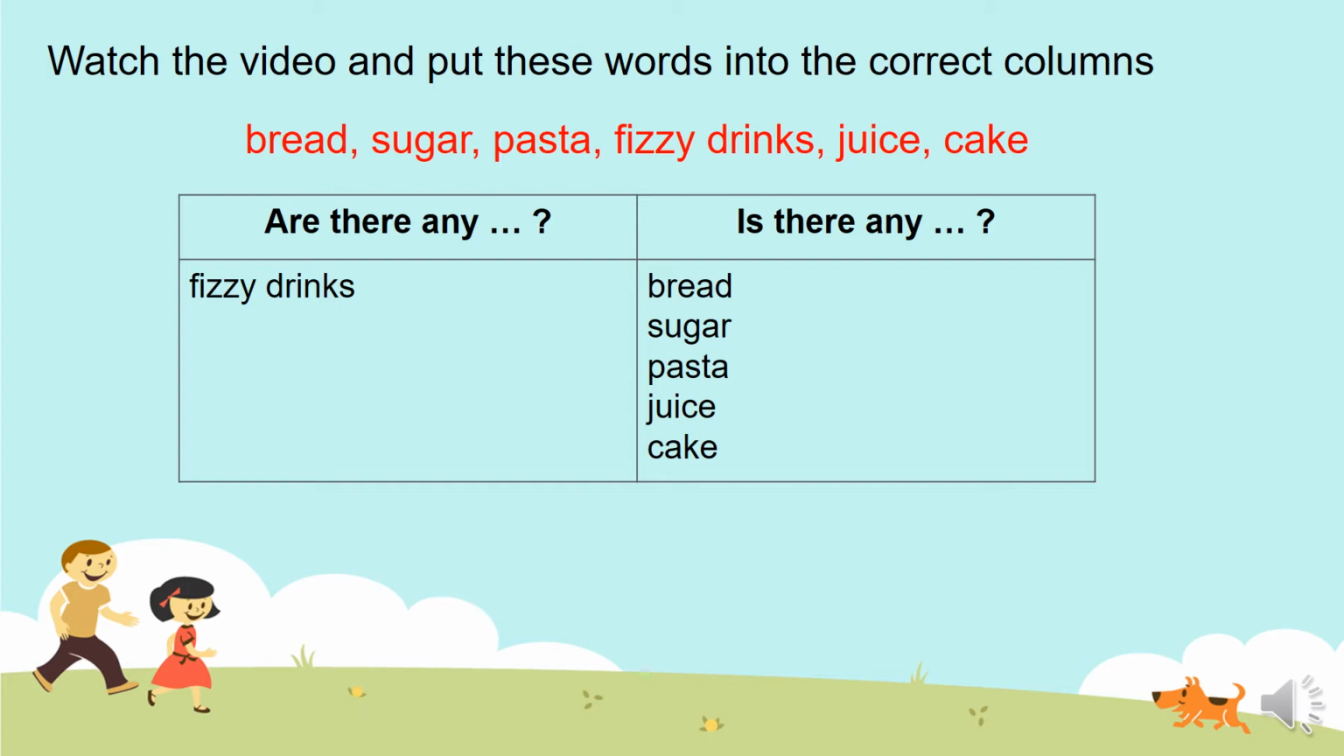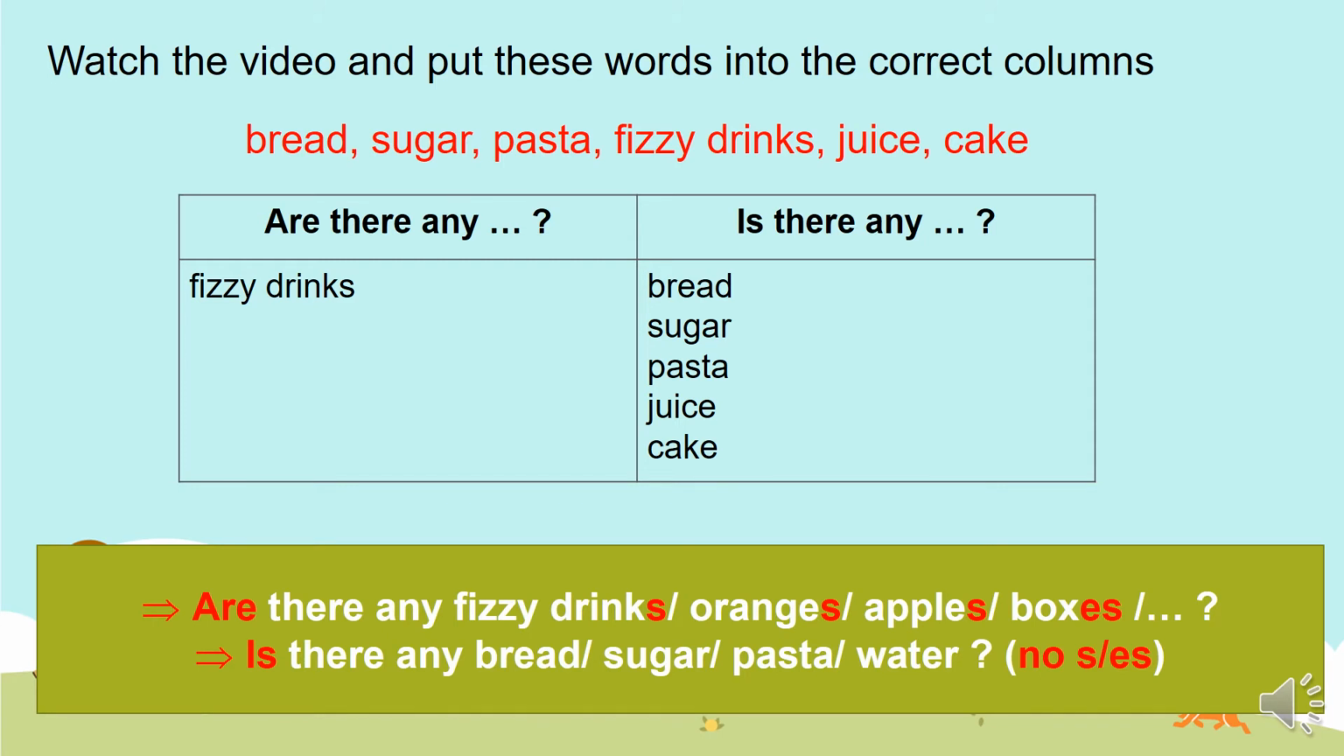We can see that when we put the nouns after "are there any," we have to put s or es after the noun. For example, I may say, are there any fizzy drinks? I cannot say, are there any bread? Because bread, we cannot count bread. And can you see the s after bread? No, we cannot see s after bread, so we cannot put this word into the "are there any" column. Okay, let's look at this. Can you see s and es in red?